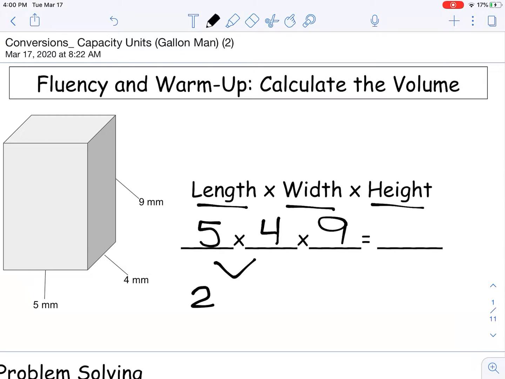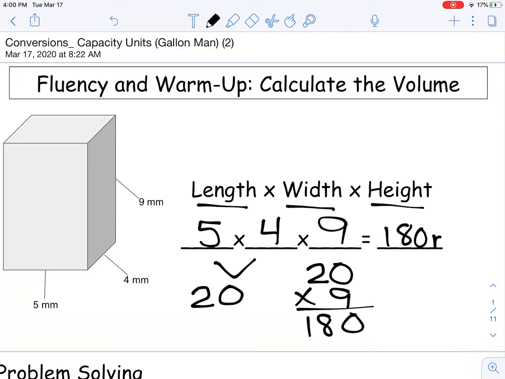5 times 4 is going to give me 20, and then I'm going to take that 20 millimeters times 9. 9 times 0 is 0. 9 times 2 is 18. I get 180 millimeters. And again, volume is cubed, that little 3 exponent, because we are multiplying 3 dimensions.